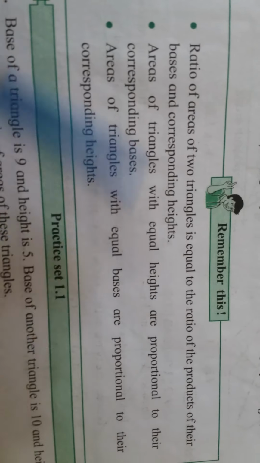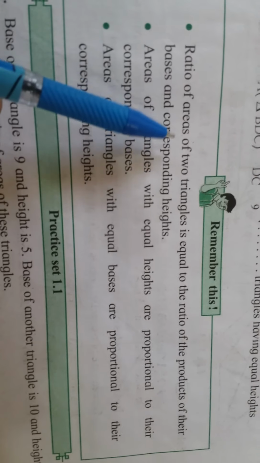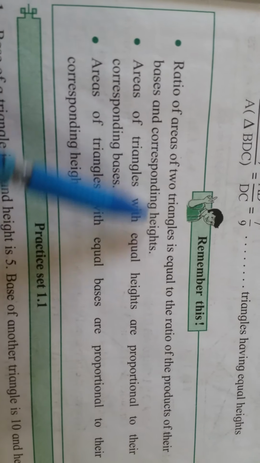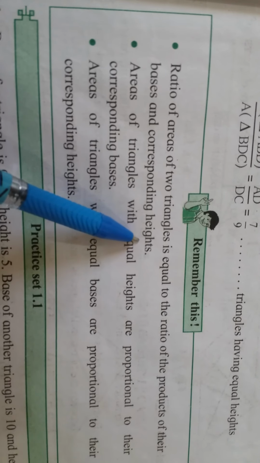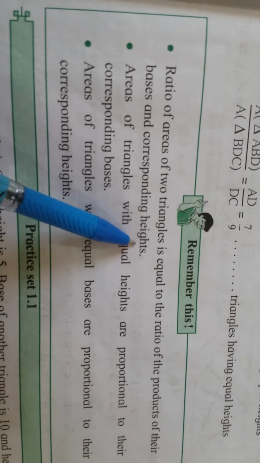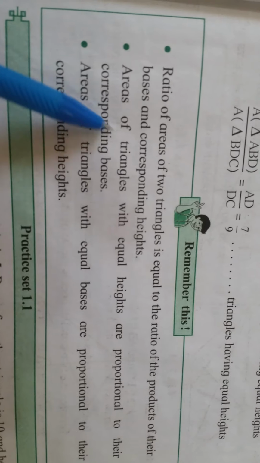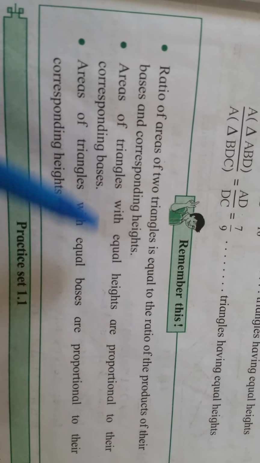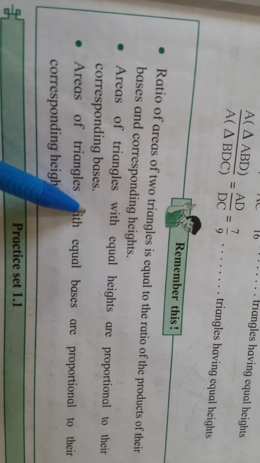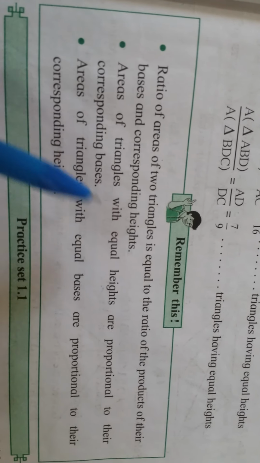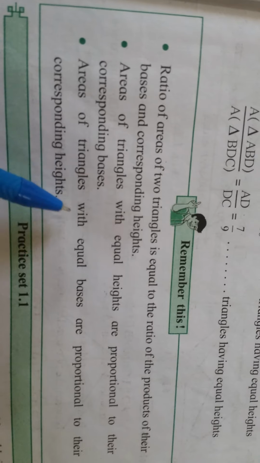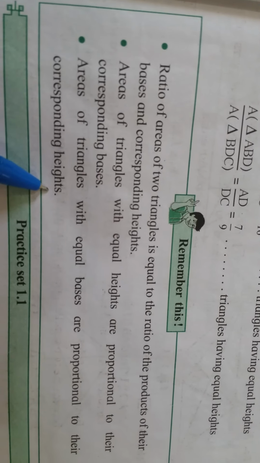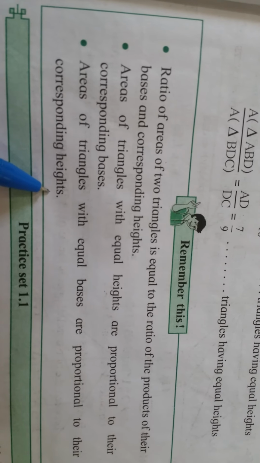Here we have to remember these three properties. Ratio of areas of two triangles is equal to the ratio of product of their bases and corresponding heights. That is A1 upon A2 which is equal to B1 into H1 upon B2 into H2. Second, areas of triangles with equal heights are proportional to their corresponding bases. That is A1 upon A2 which is equal to B1 upon B2. Third one, areas of triangles with equal bases are proportional to their corresponding heights. That is A1 upon A2 which is equal to H1 upon H2.